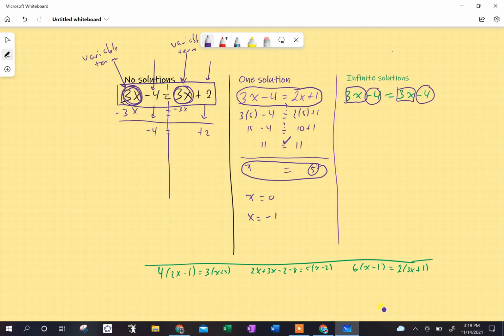Well, let's see. If I subtract 3x from both sides, I'm going to get -4 equals -4. And that's always true. So over here, I said never true for any value of x. Here, I'm saying it's always true, and that's also for any value of x.